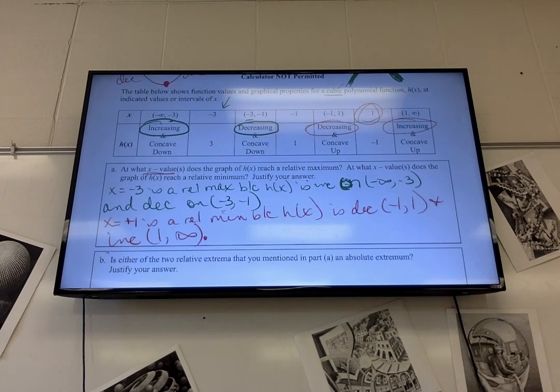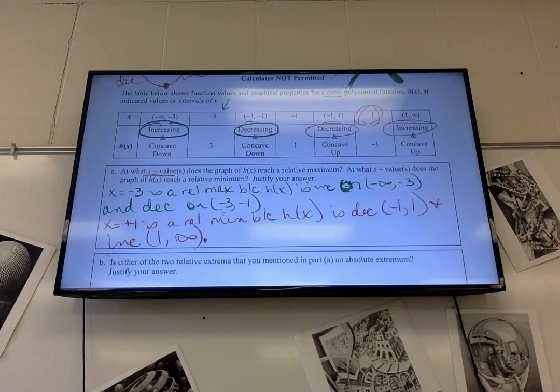Well, why? Because the infinities keep going. Yes. And because it's cubic. If it's cubic, like she said, those infinities keep going, and they're going in opposite directions, right? So it's going to point up forever, and it's going to point down forever. So you cannot have an absolute maximum or minimum.